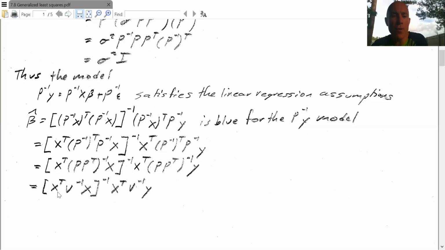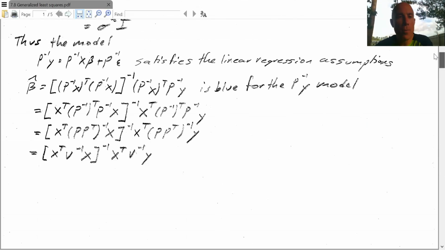All right, so now I can see that I end up having X transpose V inverse X, inverse, X transpose V inverse Y. Now, because this is BLUE for the P inverse Y model, I know that this is going to be BLUE. It's going to be the best linear unbiased estimator. Boom, we got it.